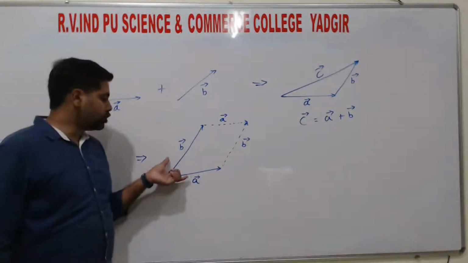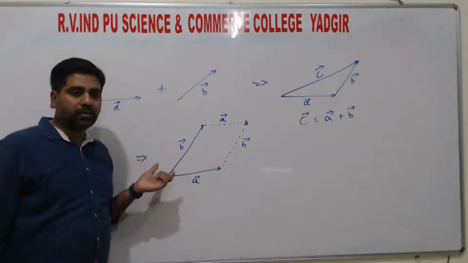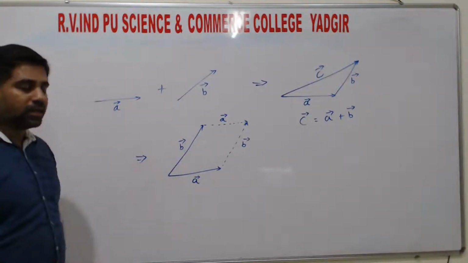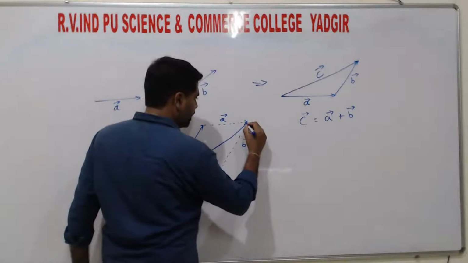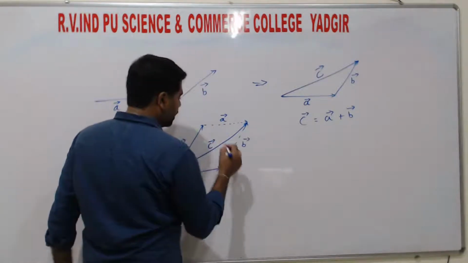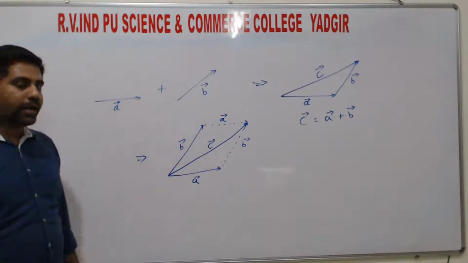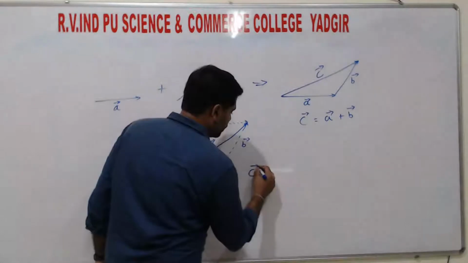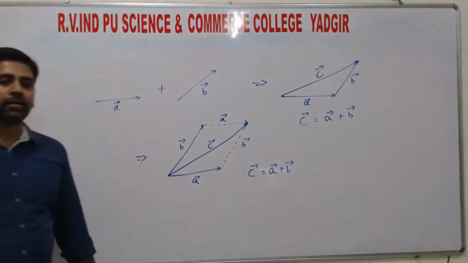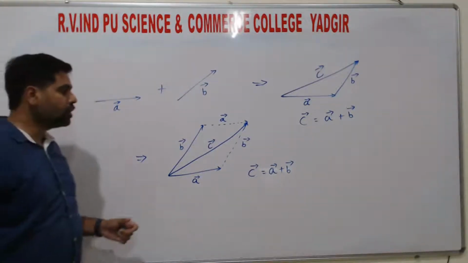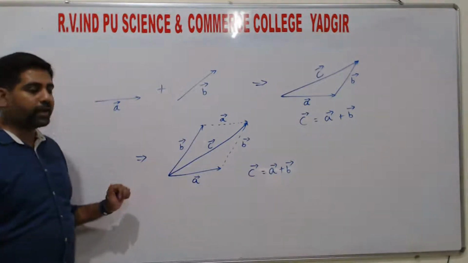These two vectors represent the adjacent sides of the parallelogram. Then the resultant is given by the diagonal of this parallelogram. So this diagonal gives the resultant, which can be represented either by C or by R. So here, C is equal to vector A plus vector B. So this is about the triangle law of addition and the parallelogram law of vector addition.